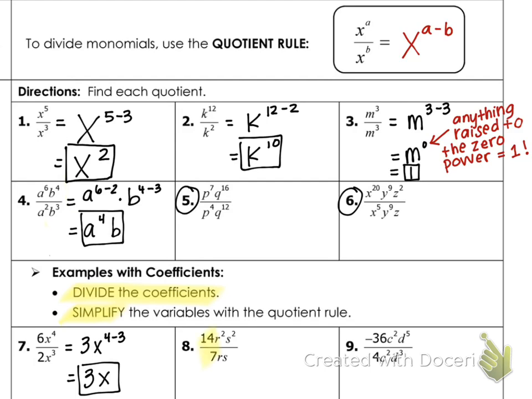Okay, so let's look at the next one. Look at 14 divided by 7. 14 divided by 7 is 2. Then we're going to look at the r's. So r squared over r, remember we just subtract, so it's 2 minus 1. And then we're going to look at the s's, so s to the 2 minus 1. So it's 2rs. All right, you guys try number 9.